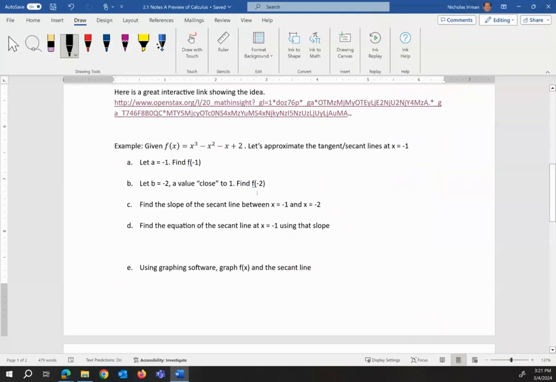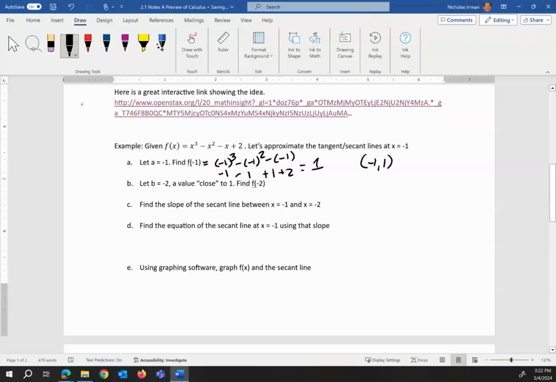So what we're going to do is take a look at a function and a certain point. If you plug -1 into this equation, you get -1 cubed, that's -1, minus -1 squared, minus -1, that's +1, plus 2. -1 minus 1 plus 1 plus 2, that is a good old value of 1. So we have the coordinate point -1, 1.